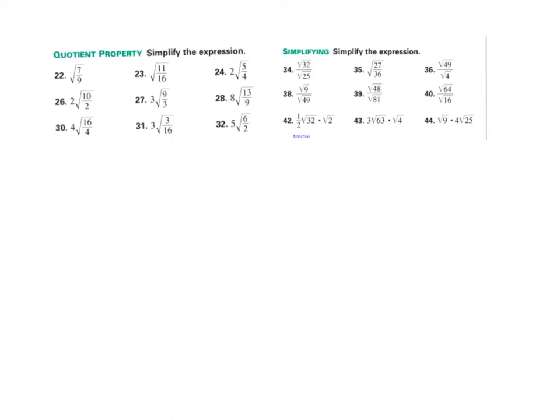Alright, so if we start with 22, we've got the square root of 7/9, and if we split that, this is going to give us square root of 7, and the square root of 9 is 3. And that's as far as you can take that one. Root 7 over 3.